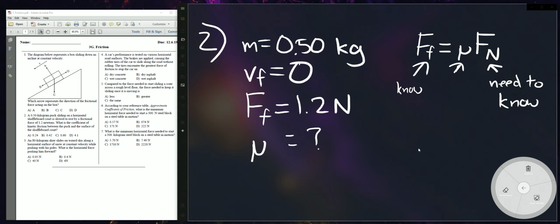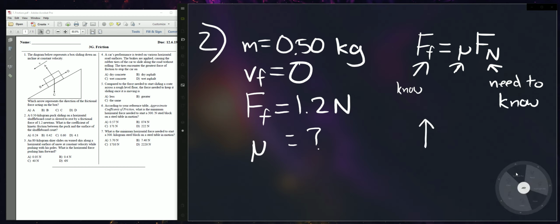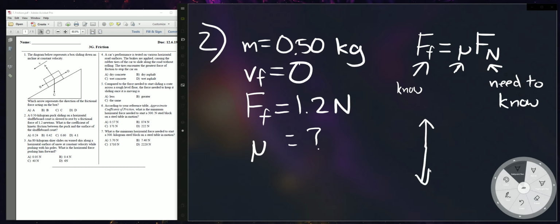Well, if you think about it this way, start drawing a free body diagram. And if the object is not moving up or down, you know that your Fnet in the y direction is 0. Alright, if your object is not going up or down, your Fnet in the y direction is 0. This is something you guys should know.